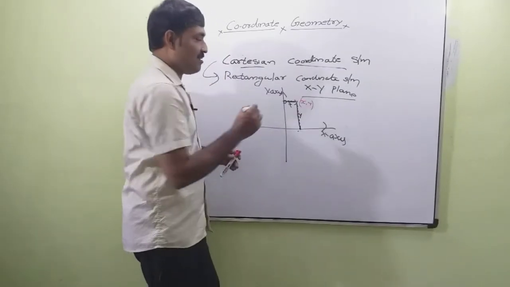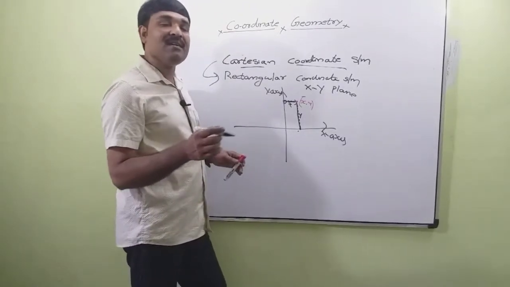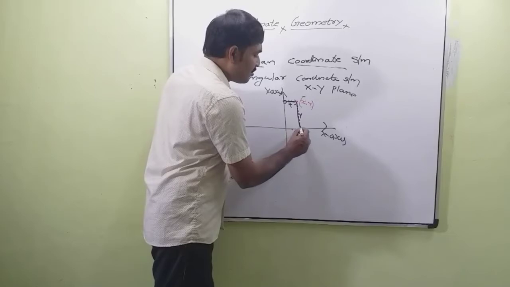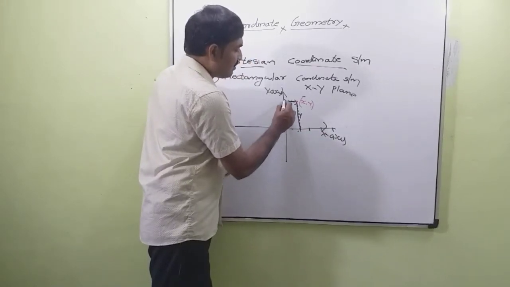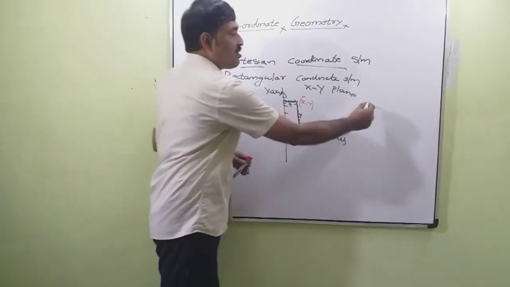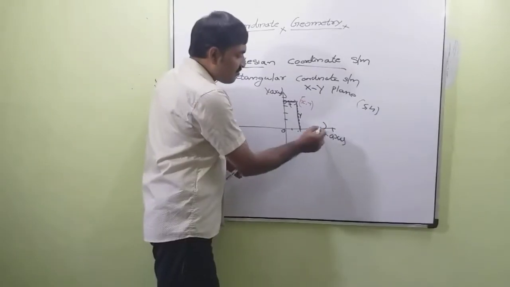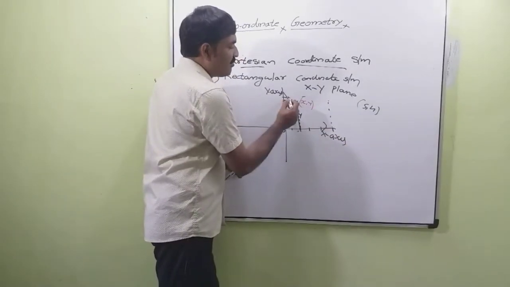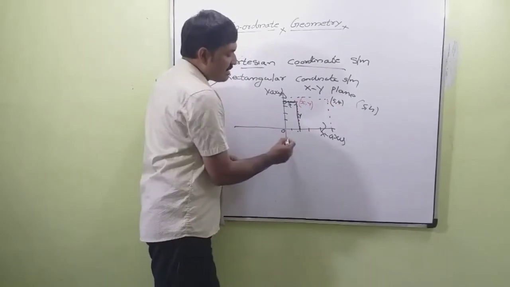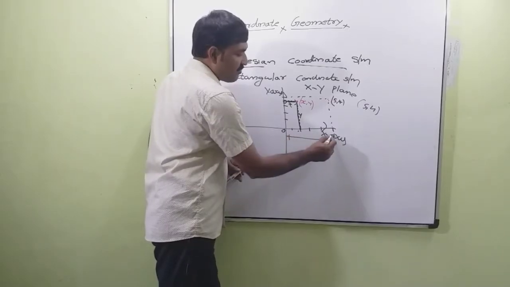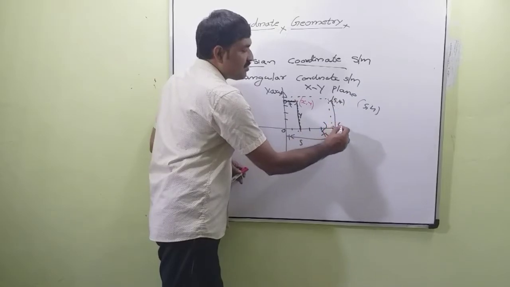Now, for example, I want to mark the point 5, 4. This is 1 unit, 2 unit, 3 unit, 4 unit and 5 unit. This is 0, 1, 2, 3, 4. So the point 5, 4 can be represented in this plane by going 5 units along x and 4 units along y. So this is the point 5, 4. This distance is 5 and this distance is 4.